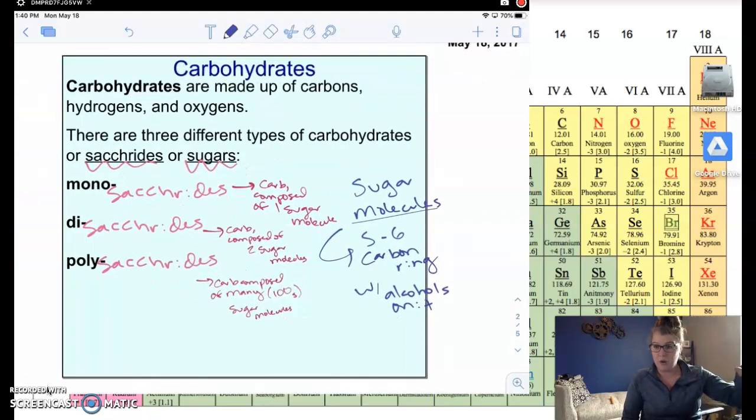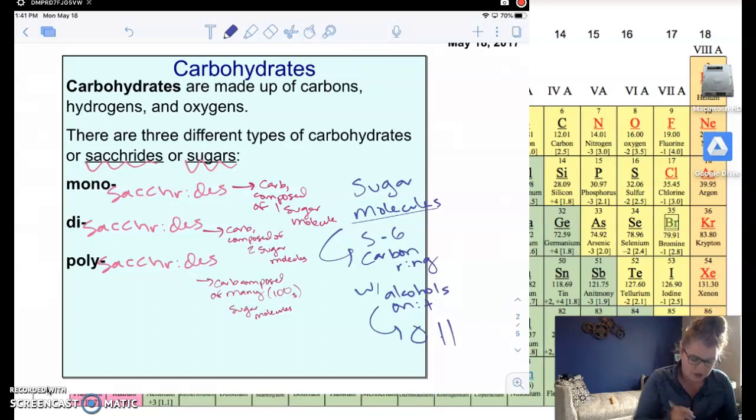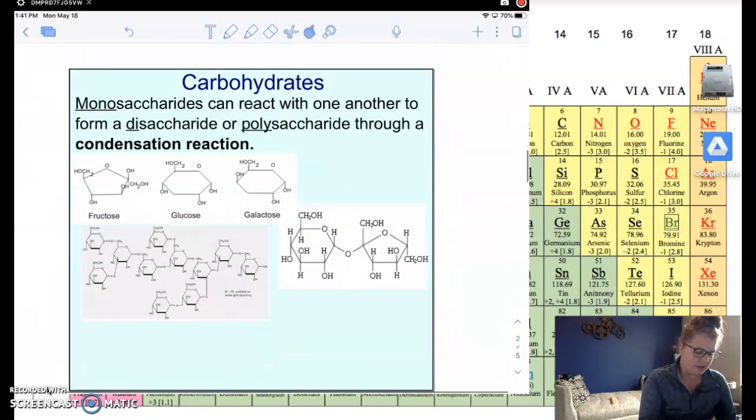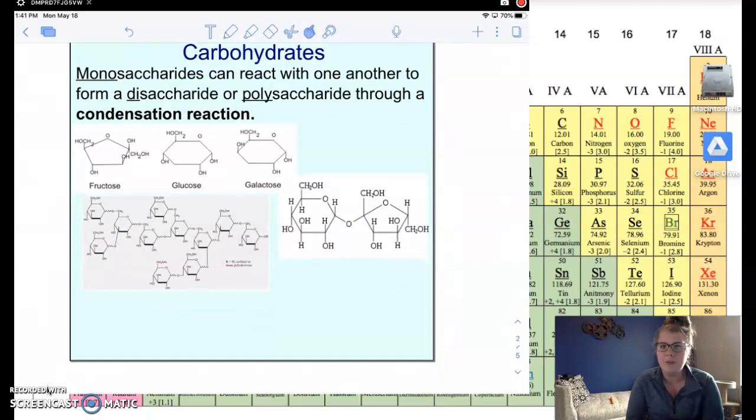So thinking back to our organic chemistry unit, imagine a shape, like a cyclopentane or cyclohexane. So that's a 5 to 6 carbon ring. And then alcohols, if you remember, are those OH functional groups. So here are some pictures of one right now. So these are all examples of carbohydrates. And we just learned that there's monosaccharides, disaccharides, and polysaccharides in relationship to those.